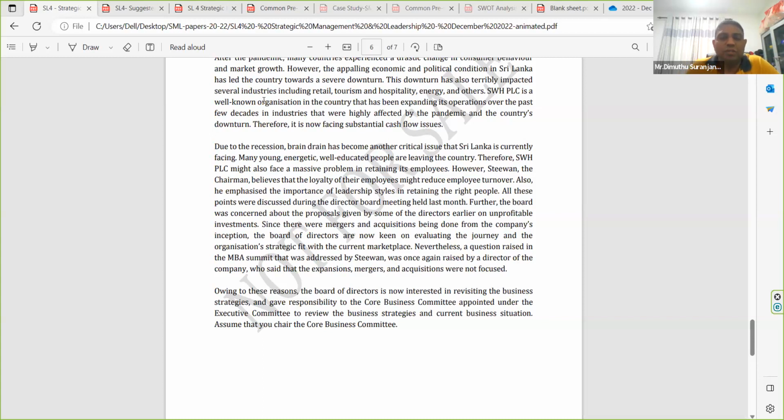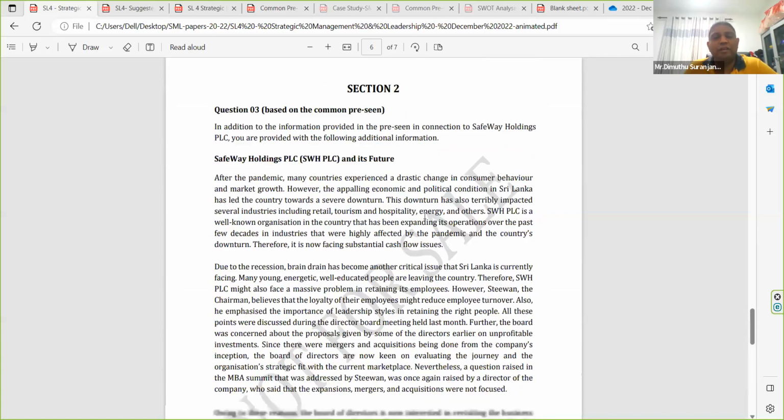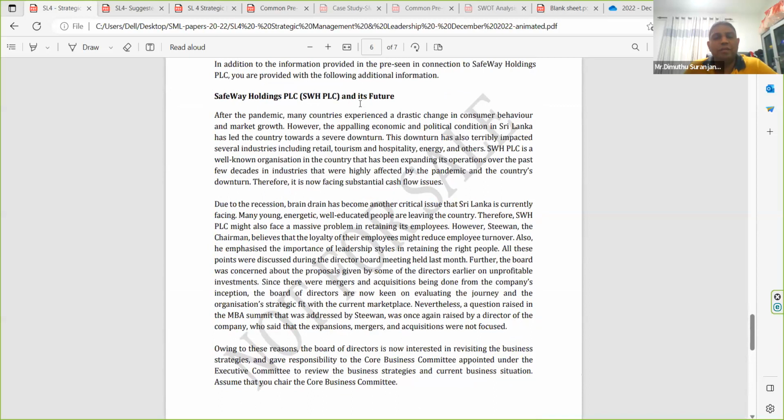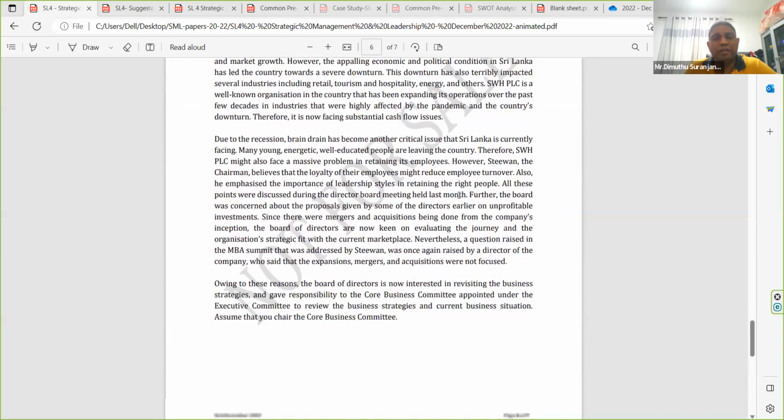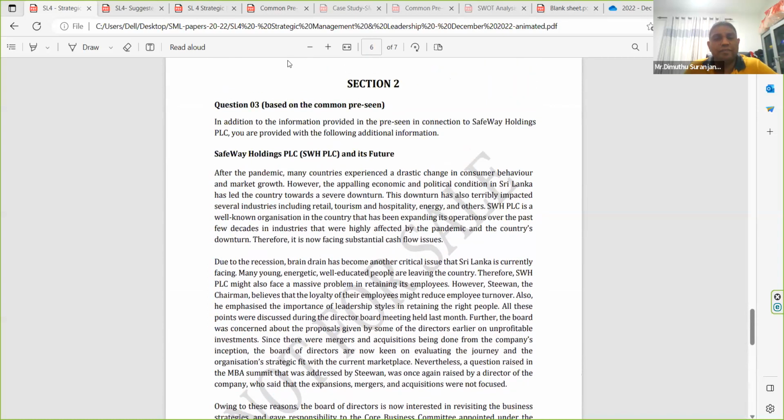Assume that you chair the core business committee. Look at the questions given. A, using Porter's generic strategies, recommend the most suitable competitive strategy. Do we have information here regarding Porter? Let me know. Can someone confirm? Do we have the required information or not?